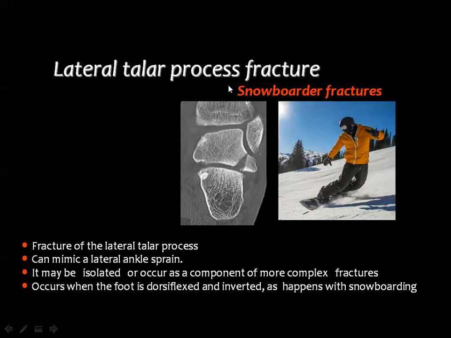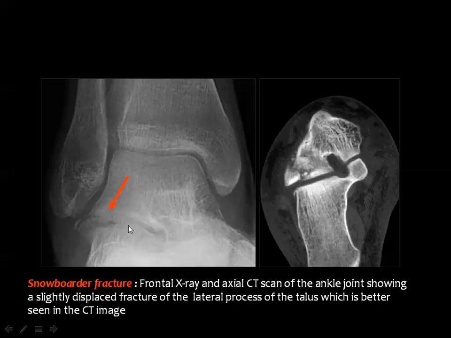The lateral process fracture, also known as a snowboarder fracture, because it usually affects those who are playing on the snow. And this is the appearance of the fracture by coronal reformatted CT image of the ankle. This is the fibula, and this is the tibia, this is the talus, and you again got the fracture of the lateral process of the talus. This fracture may be missed on the plain X-ray, but it can be easily appreciated on the CT scan.